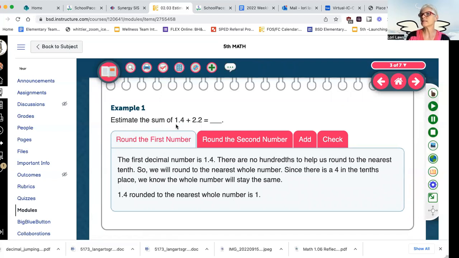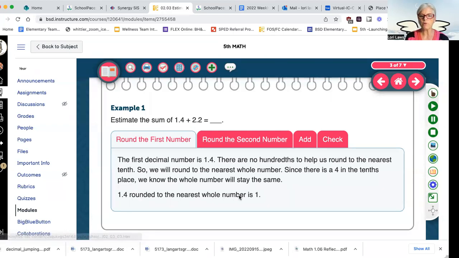Okay, I see a lot of kids saying stay the same, because this 0.4 is not going to go up. It's not to the 5 yet. So we know it's not more than halfway there. So this one's more or less 1. And this one, is this closer to 2 or 3? And fingers, I'm seeing some 2s. All right, so 1 plus 2 would be 3.